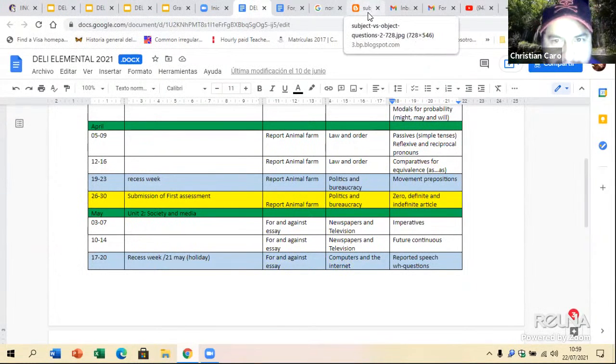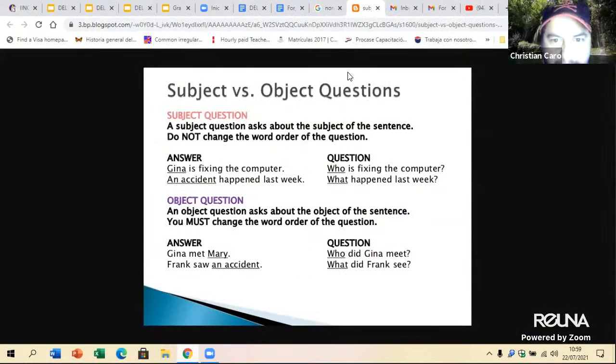WH questions. You already know about that, como usando what, where, why, todas las question words, how often, how much, how tall, how deep, blah, blah, blah. Plus auxiliary verb, plus subject, plus main verb, etc. But there are some others which are kind of special in this case, because of subject questions and object questions. Subject question in this case is about the subject of a sentence, because we don't have a subject. And we don't change the word order in this case.